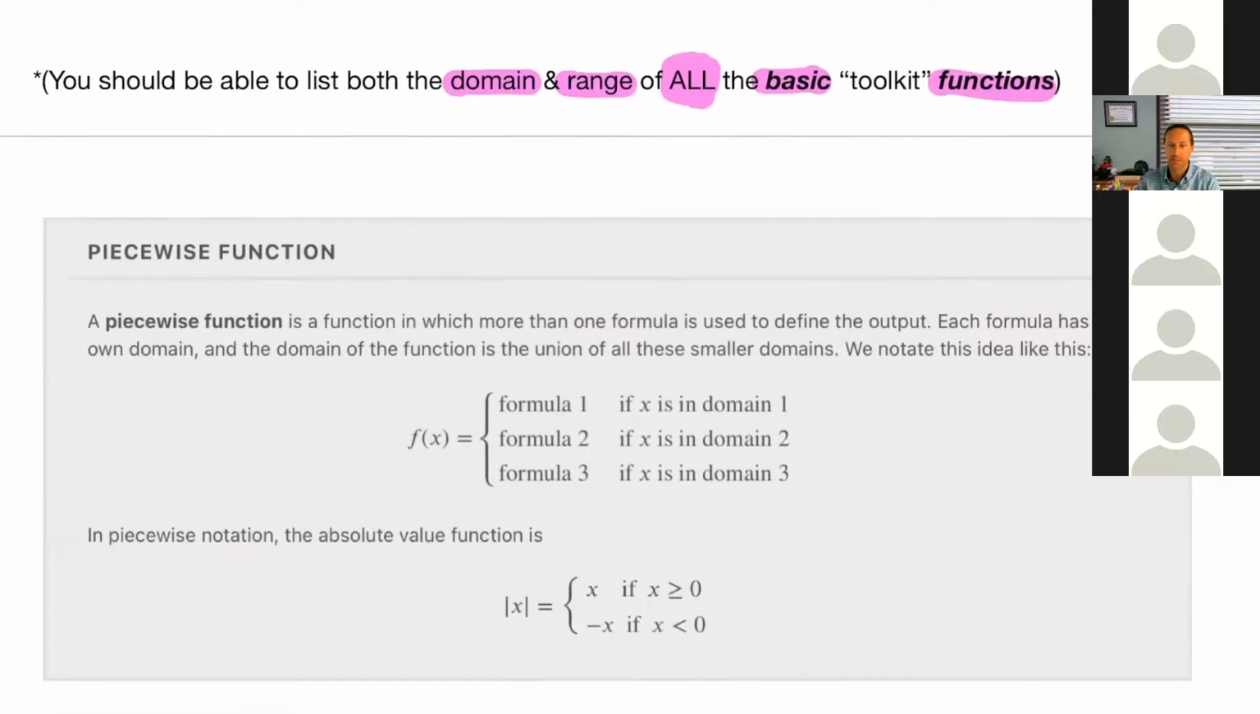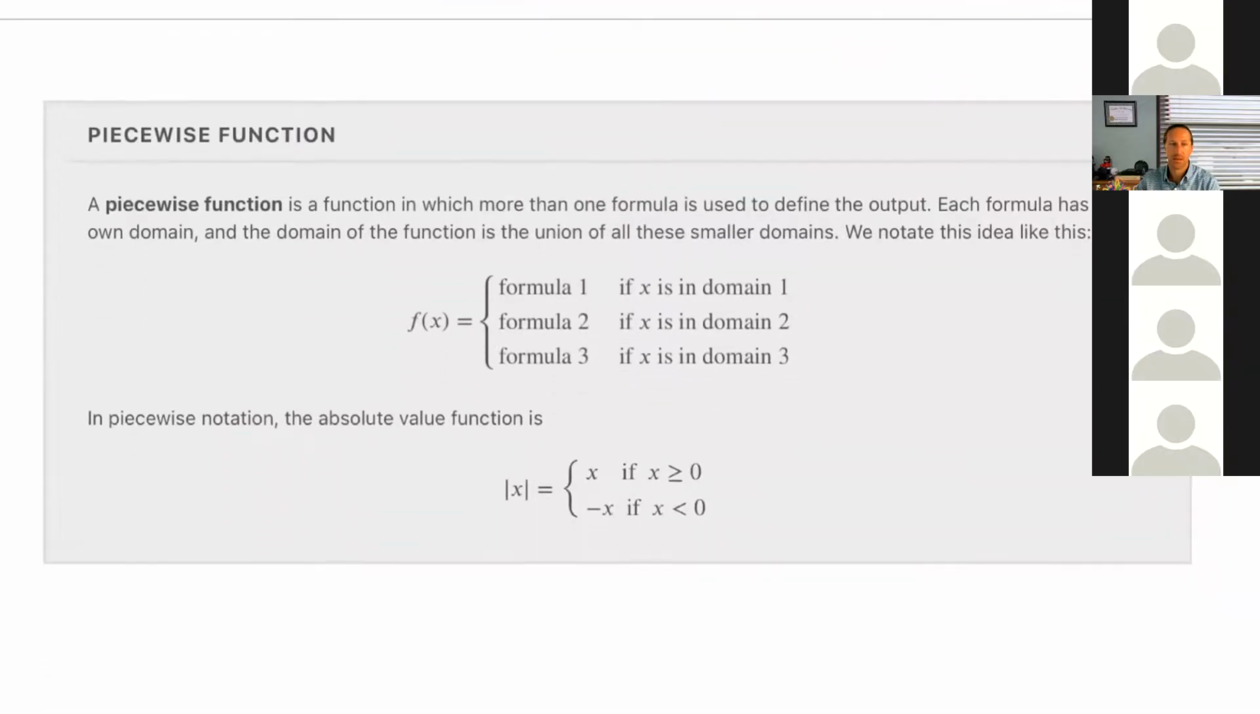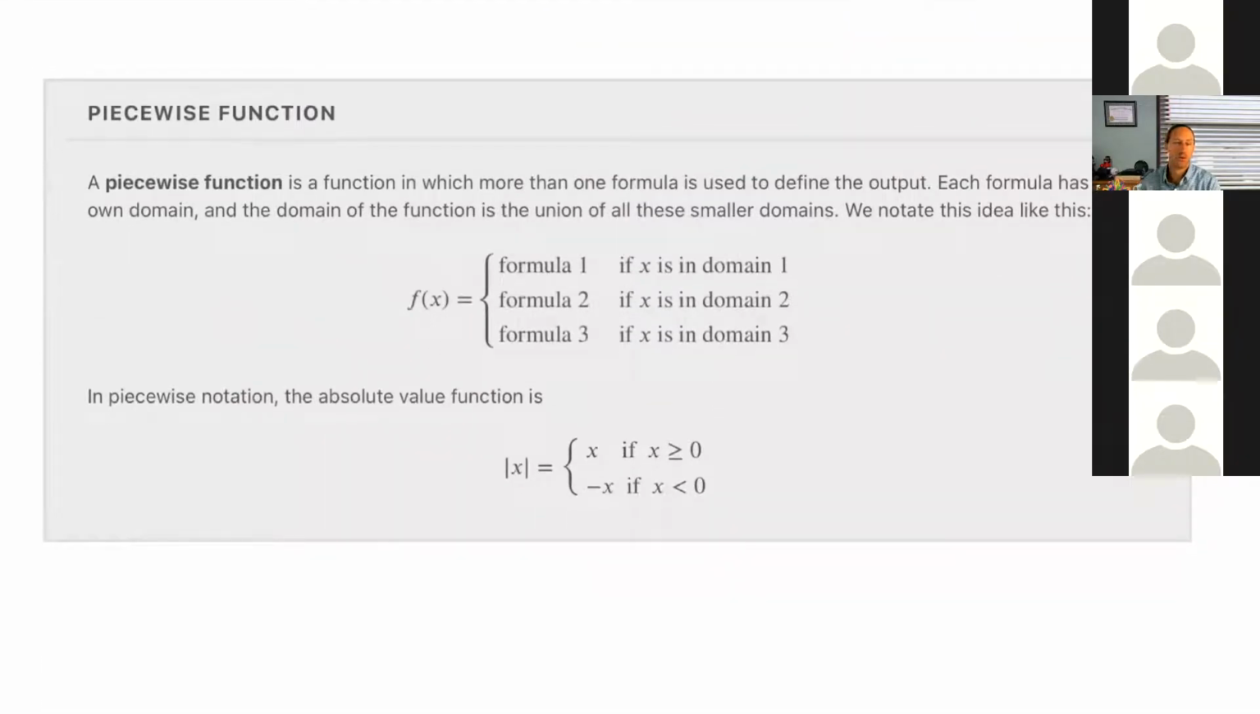There's one more piece to this first section for today. No pun intended. It is called a piecewise function. I don't know if you guys recognize this right here, but this separated into two parts or pieces is the absolute value function.